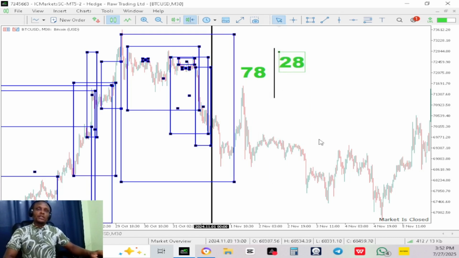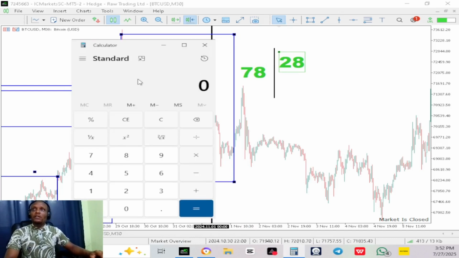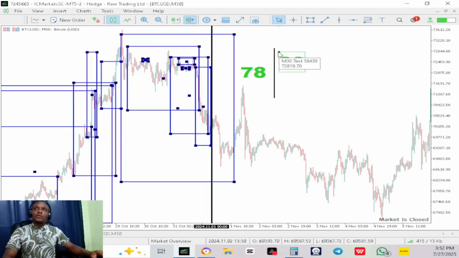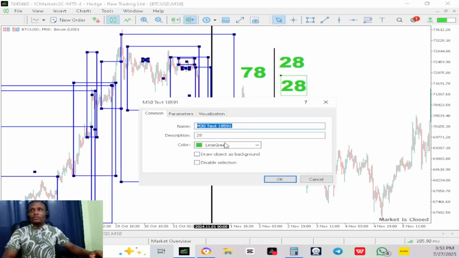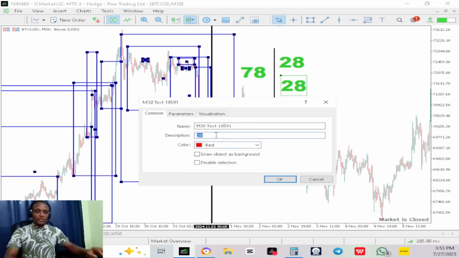Let me put my calculator on the screen so you're able to see this. We have 78 trades in total. 78 minus 28, that's 50. So we have 50 losses, not 50 losses in a row. Remember that. I'll be putting this in red so you'll be able to see.